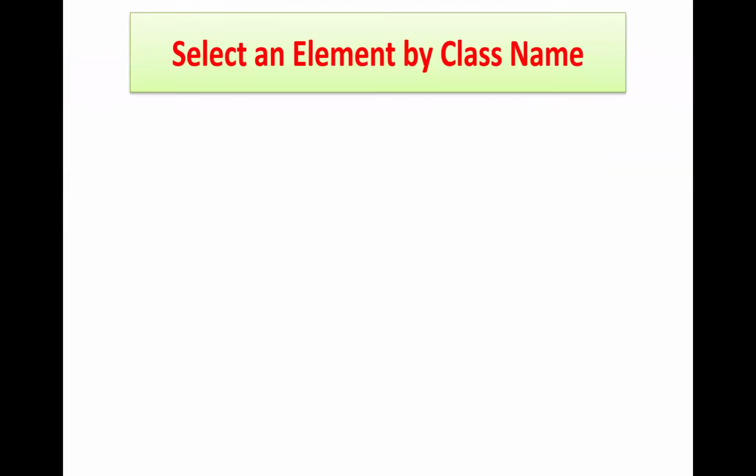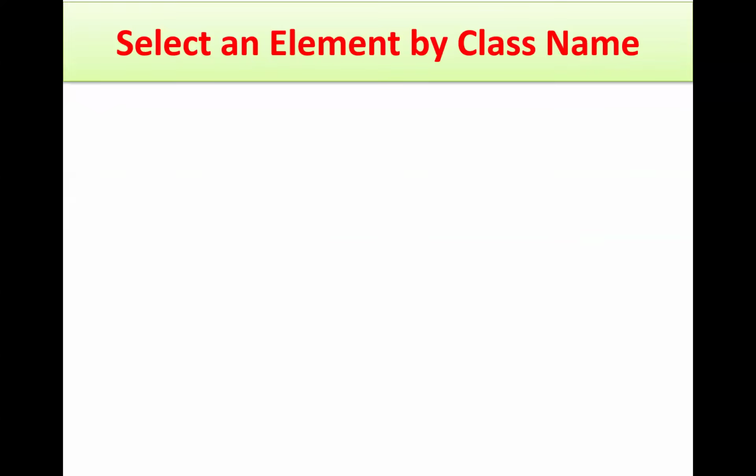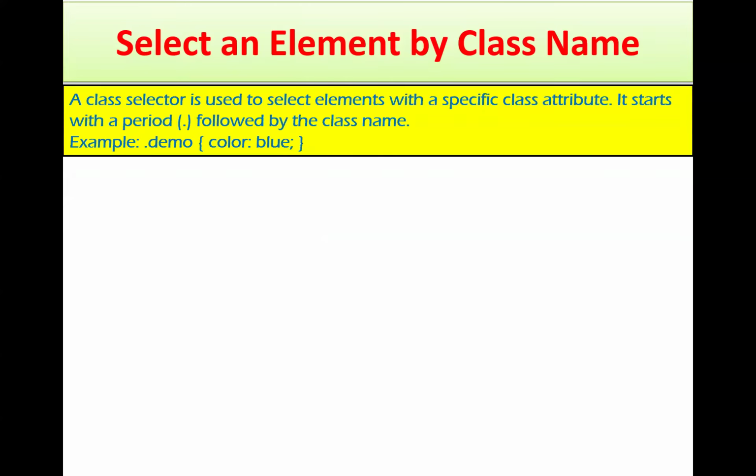Okay, like that. Second one, select an element by class name. So next one we are using the by class name. How can we use this one? First, what is the class name? You can see a class selector is used to select elements with a specific class attribute. It starts with a period, a dot. So dot here we call the period character.